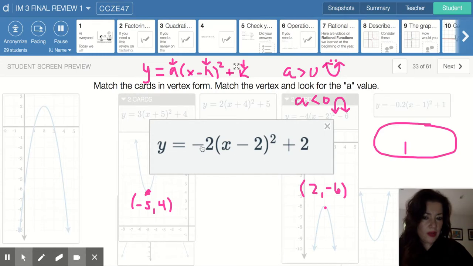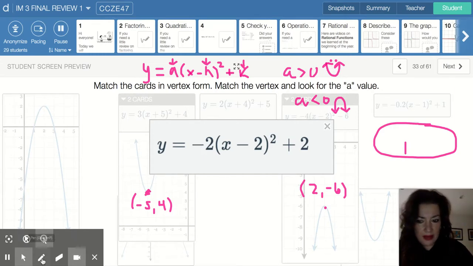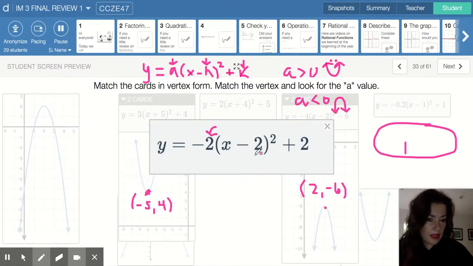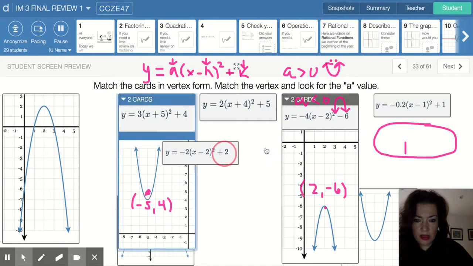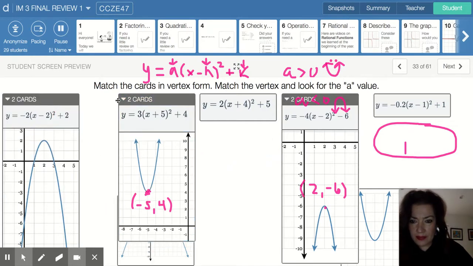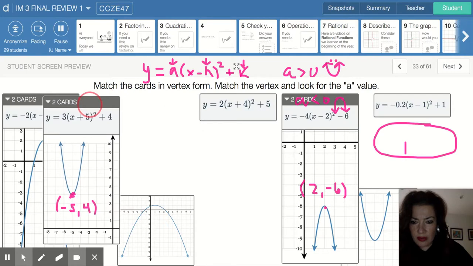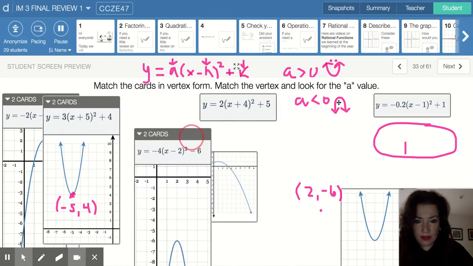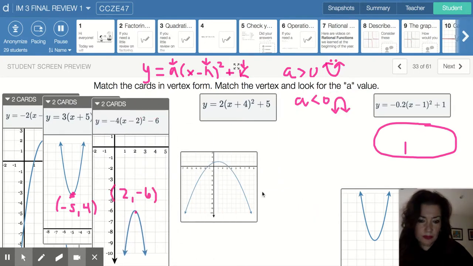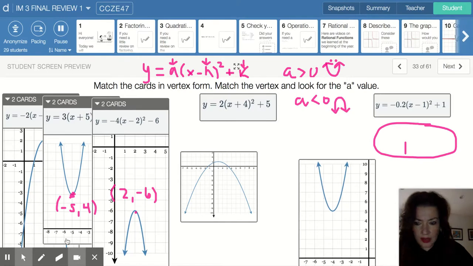This clearly shows me that it is opening down because of the negative A. So right here, this will indicate facing down, and this means that it is going 2 right and this is 2 up. Right here, this indicates going up. So that is a match for this graph right there. So let me go ahead and match this equation with this graph. So I'm going to push to the side the graphs that we have matched, and I think we have just 2 more after that. I'm going to go ahead and put that one here. And now let's see what else.